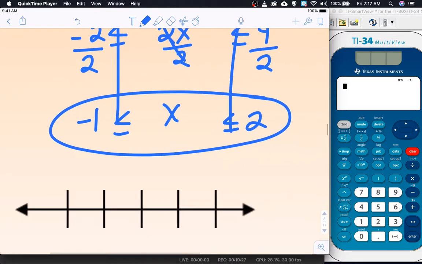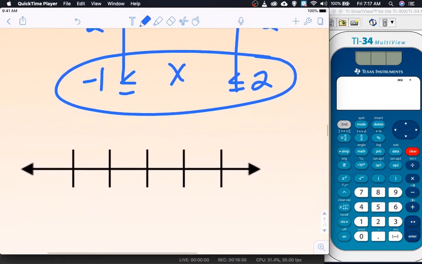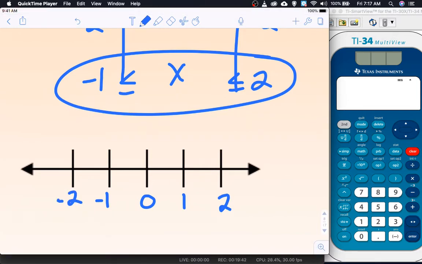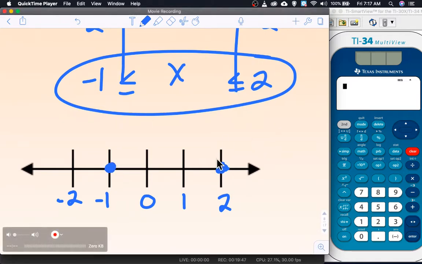And now we graph. So I need -1, 0, 1. That'll work. -1, 0, 1, 2. I don't really like having the 2 on the outside, but it's okay. I need a solid dot at both 2 and -1. Solid dot, solid dot. I'm looking at this. From 2, I'm shading less than to the left.